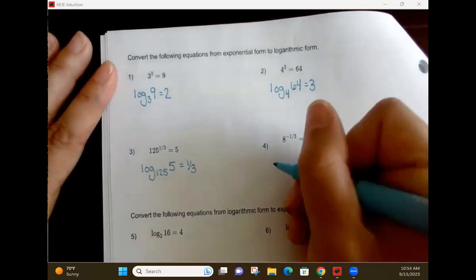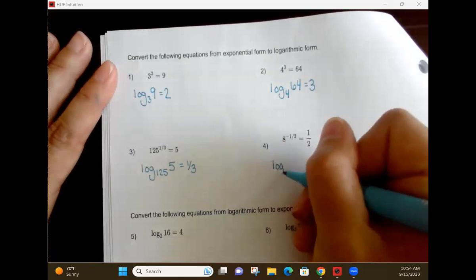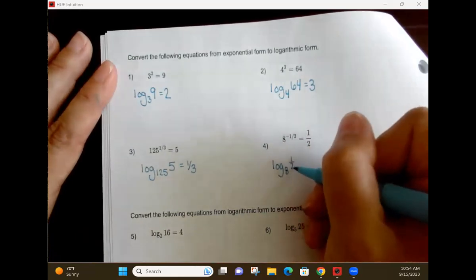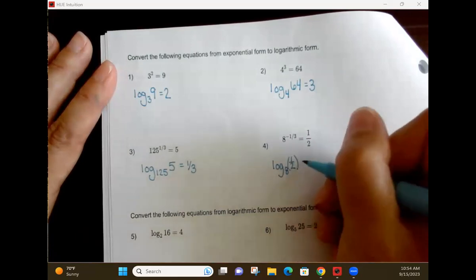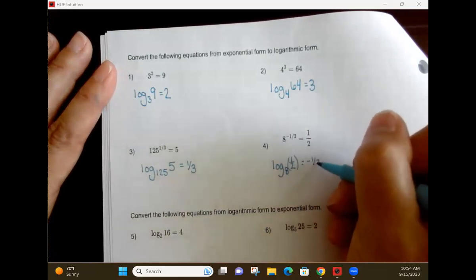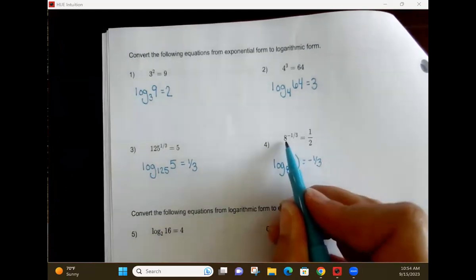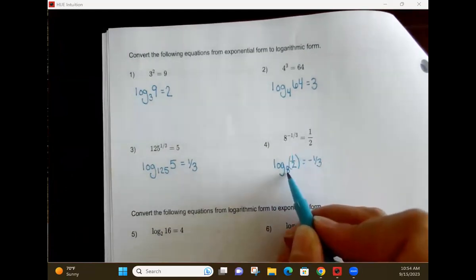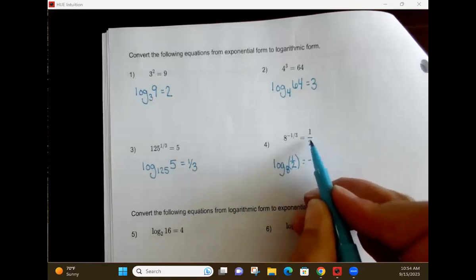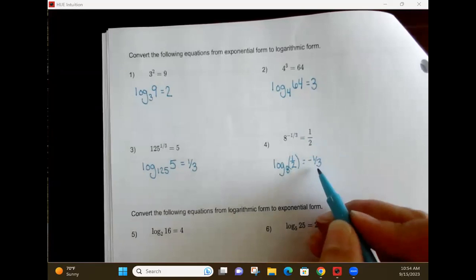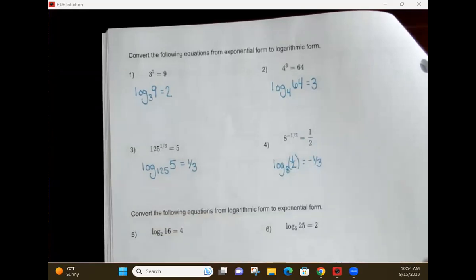Number 4, log base 8 of a half equals -1/3. Again, the base for my exponent is the base for my log. Whatever the exponential is equal to is my argument, and the exponent is what my log is equal to.